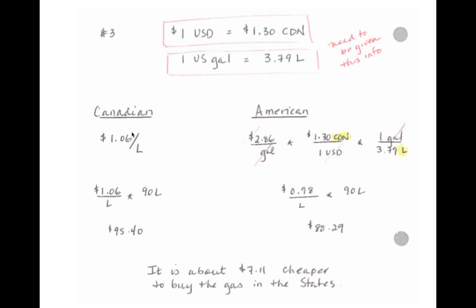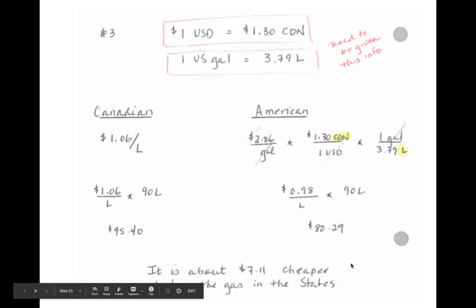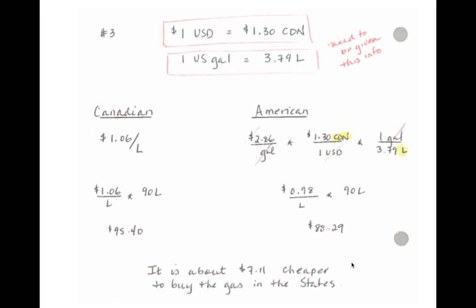So if you were to compare this one with this one, you can see right away that it makes more sense to buy the gas, at least in terms of its price, in the United States. You'll notice that the next thing I did was figure out how much money he would actually save because he's got a tank of gas that's 90 liters. So I took that and multiplied it by 90 for both of them. And then I compared the amounts and realized that it's actually $7.11 cheaper for him to fill his tank with gas in the States. So there you have it. We were comparing two things, had to change a couple of things to be able to actually say which one was best.